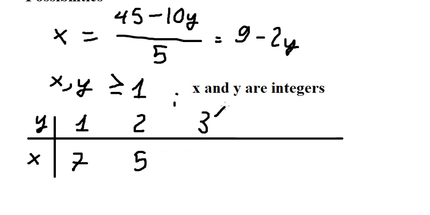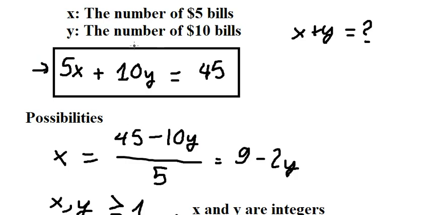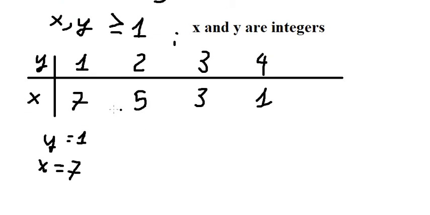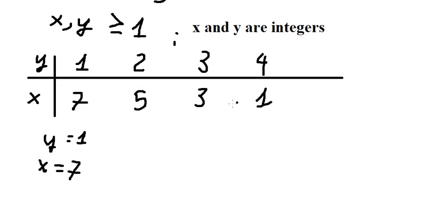Number 3, I will put in here. 9 minus 6, we have 3. Number 4, we put in here. 9 minus 2 with 4, we have 1. That means, for example, we have y equals 1, x equals 7. That means we have 7 bills of $5 and 1 bill of $10 in here. Now you can do similar for this one, and this one.